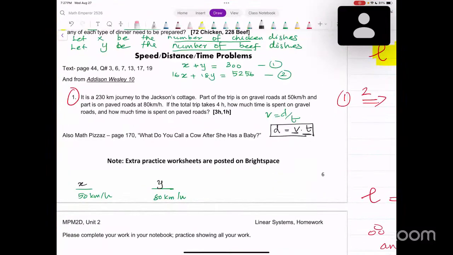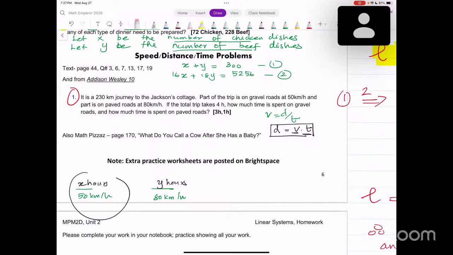How does my setup look? X is the time, X hours and Y hours. So 50 times X is the distance traveled on the 50 kilometer road. 80 times Y is the distance traveled on the 80 kilometer road. And then what is the total distance he has to travel? 230, isn't it? Are you just following that?